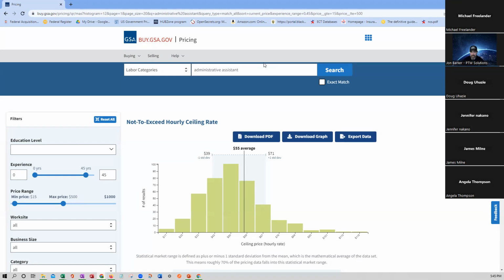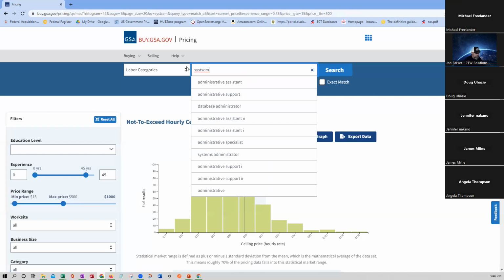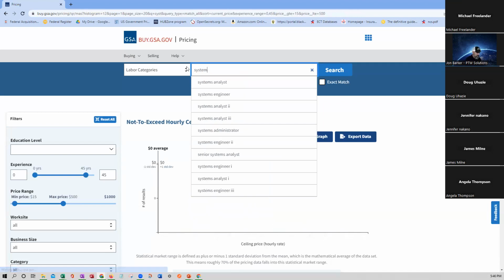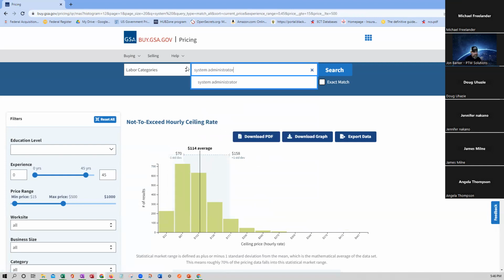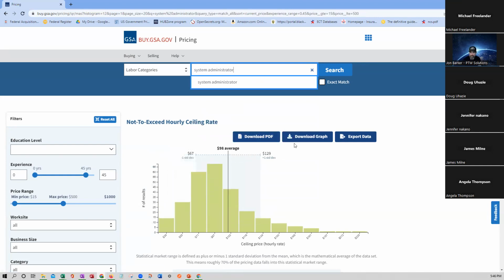So I will use a tool like GSA Calc. So, hey, I got a system administrator, right? It might help if I spell it correctly. System analyst, system administrator. All right. So on average, all the GSA schedules, this is an aggregator. So I got $98 an hour. A lot of people will use this as their price analysis. I would caution to not do that.